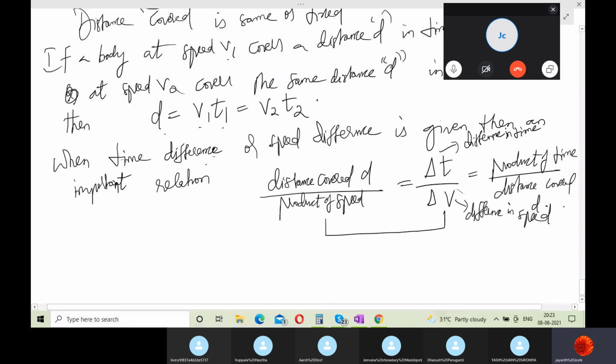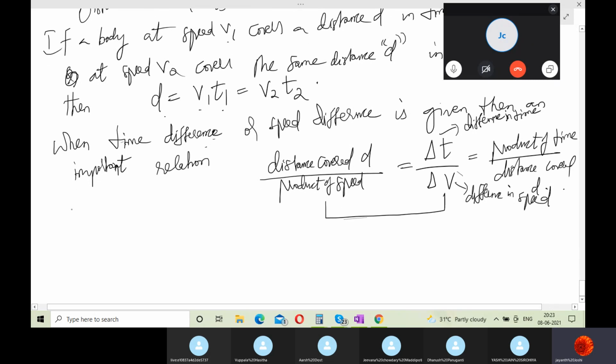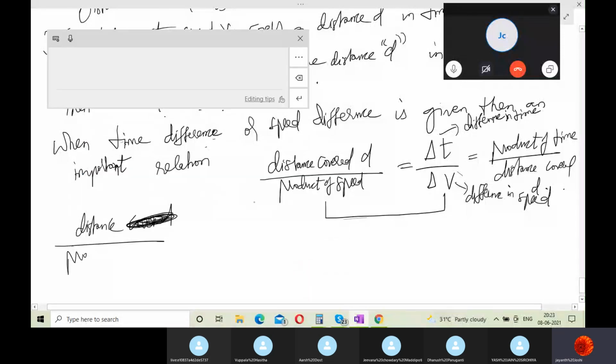This particular two will hold a relation and this two would also hold a relation. So I'm just writing those two relations and dividing the concept for you. You can use this in this way. Distance covered by, you can write shortcut, distance by product of speeds. I will write in shortcut. So you can write D by V1 V2, correct?